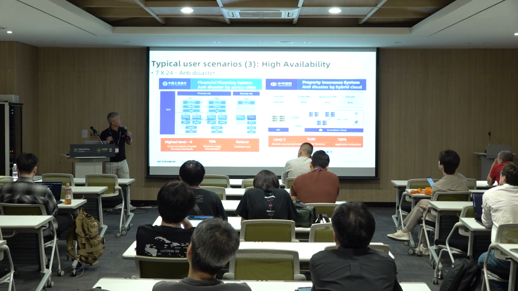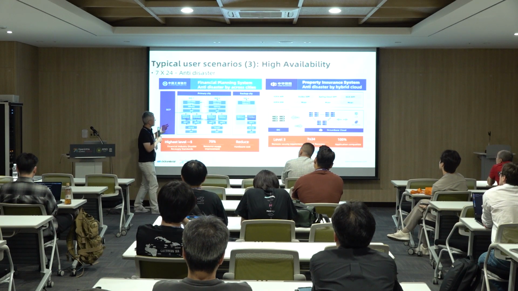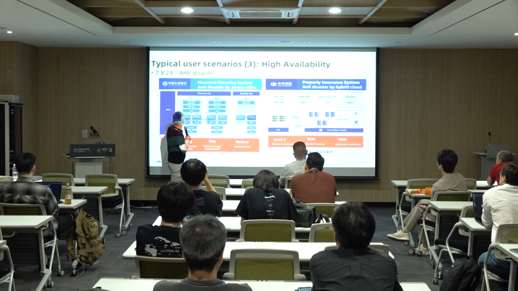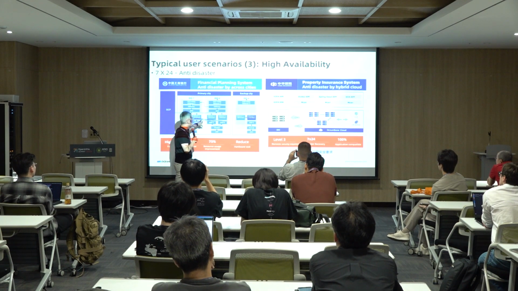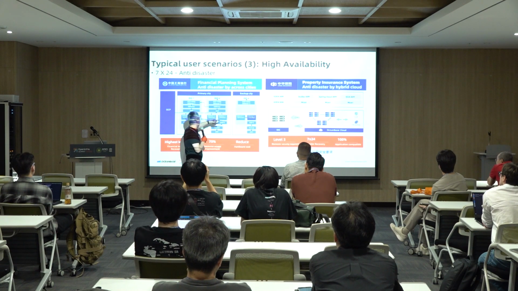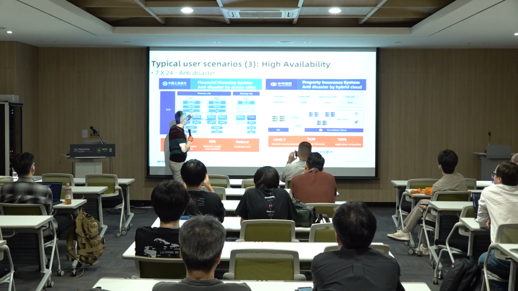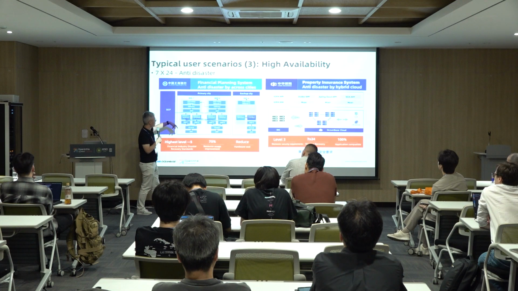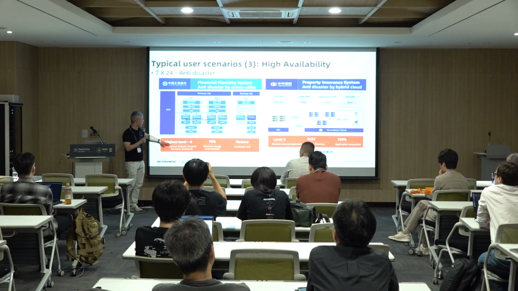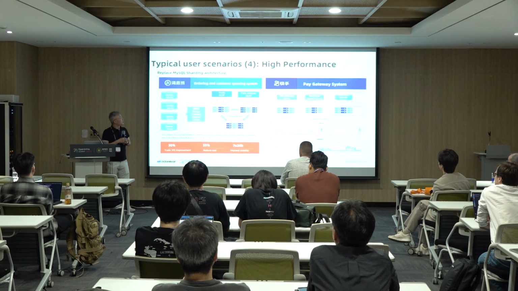Okay. The third scenario is about high availability. Just now I have mentioned a lot about high availability. In the ICBC, we set up a cluster across two cities, primary city and backup city, and 3 data centers. If any node or any data center is down, everything is fine. So we obtained the highest certificate.